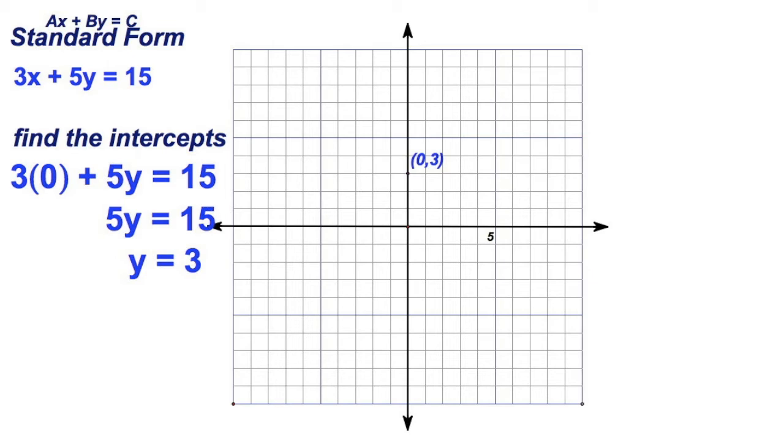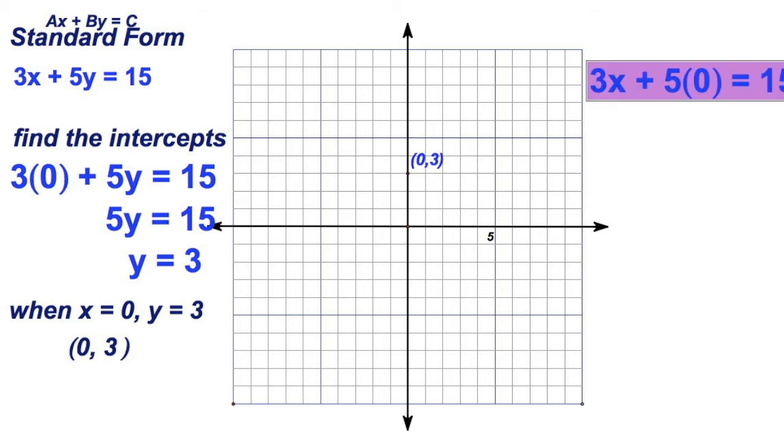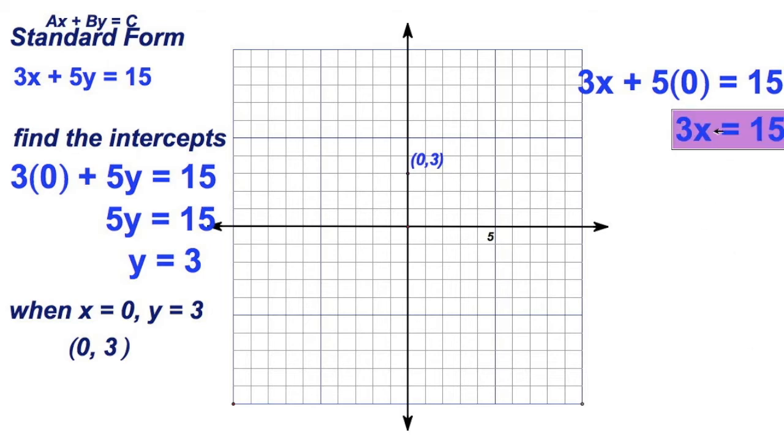And it has an x-intercept. So let's have a look at that. Well, looks like I messed up there. Let's find the x-intercept. Let's make y equal to 0. Substitute 0 for y, 3x is 15, and I've got an x-intercept of 5, which means it's going through 5, 0.